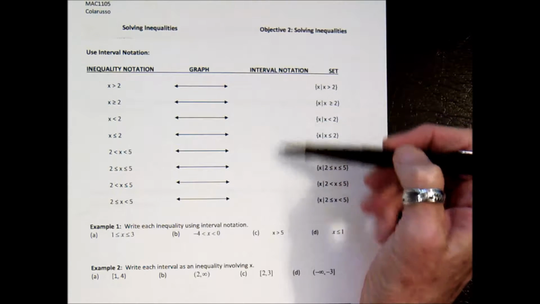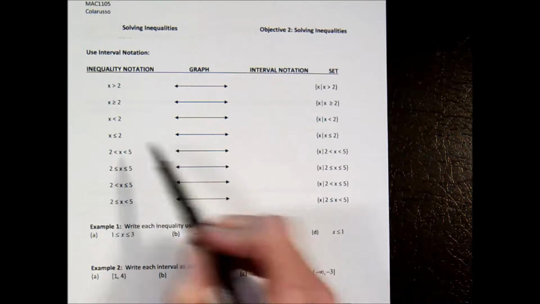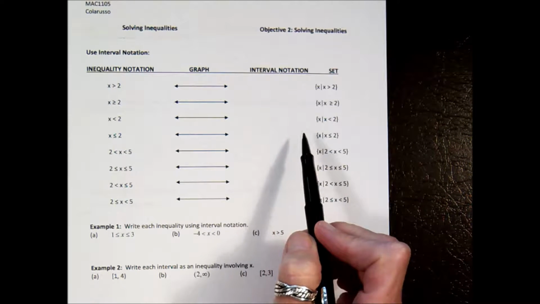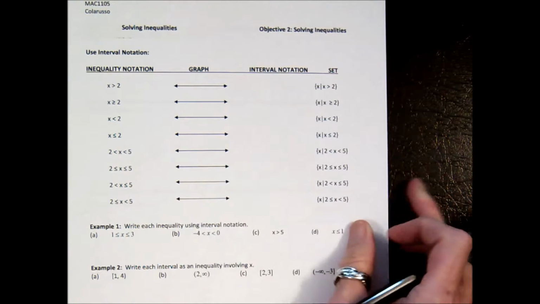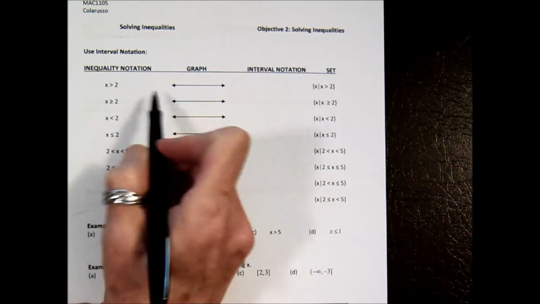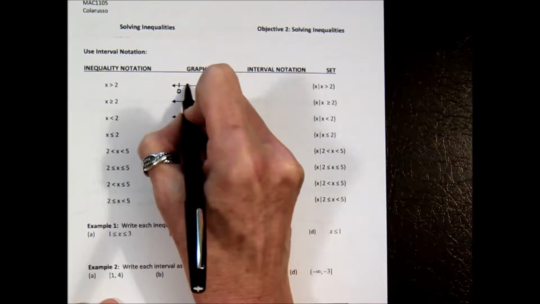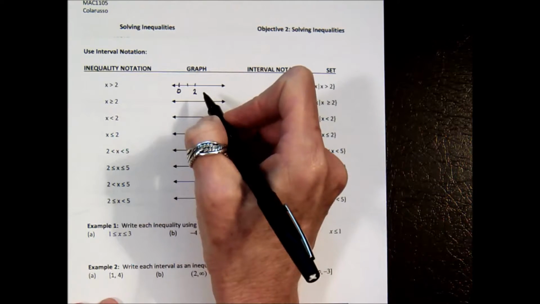I'm going to introduce you to interval notation, and then this is set notation, so that we have 4 different columns representing 4 different ways of saying the same thing. So let's start with something simple. X is greater than 2. On the number line, we would need our reference point of 0. The key number is 2.